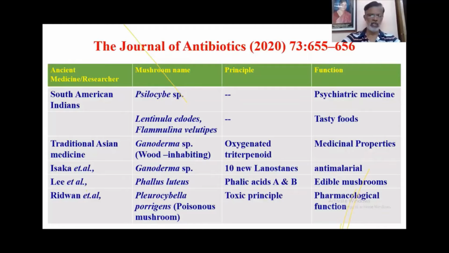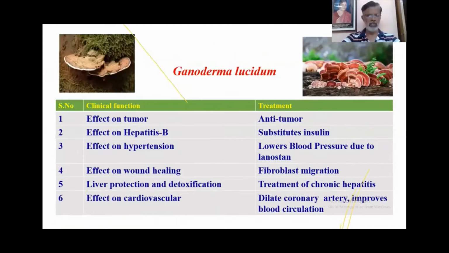Here, this is Ganoderma lucidum. Ganoderma lucidum has an effect on tumor, effect on hepatitis B. It can substitute insulin, has an effect on hypertension, lowers blood pressure, has an effect on wound healing, liver protection and detoxification, and also an effect on cardiovascular conditions. So Ganoderma is a medicinal mushroom which we can really look into, after these medicinal properties are identified.